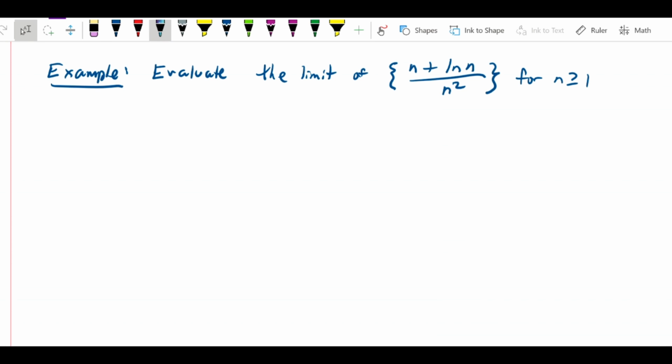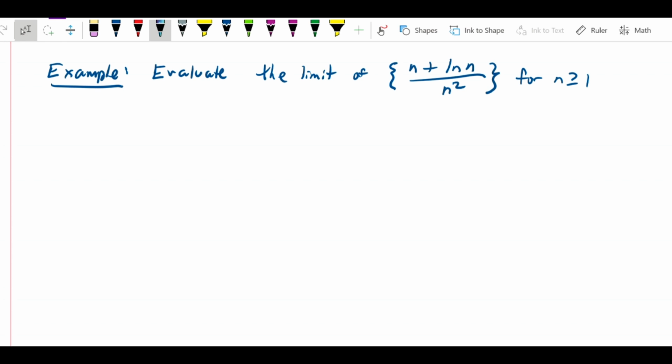So here I'm going to do another limit of a sequence, and it just involves a little bit more of an advanced technique to find the limit. Here we have the sequence n plus ln of n all over n squared, defined for n greater than or equal to 1. So we want to find the limit of this sequence.